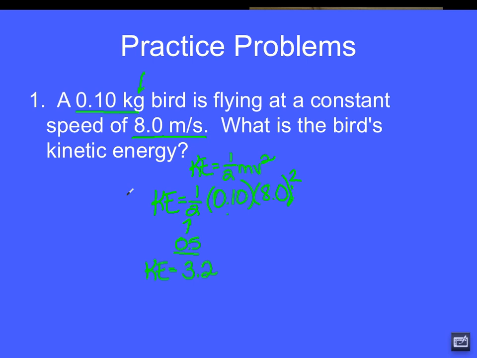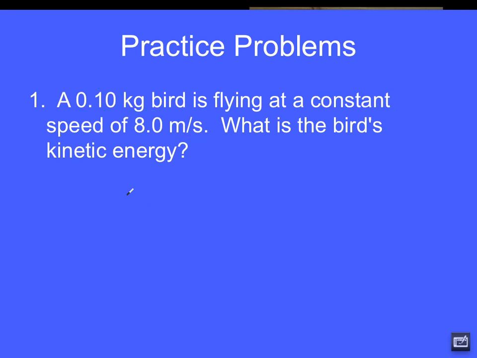Now, before I record my unit, let's double check our sig figs, because if you look at mass and the speed, those are things that we actually measured, so we do have to take into account the sig figs. With the 0.10, I have 2 sig figs, and with the 8.0, I have 2 sig figs. So 3.2 also has 2 sig figs, so the only thing left to do is to write my unit, which is joules.